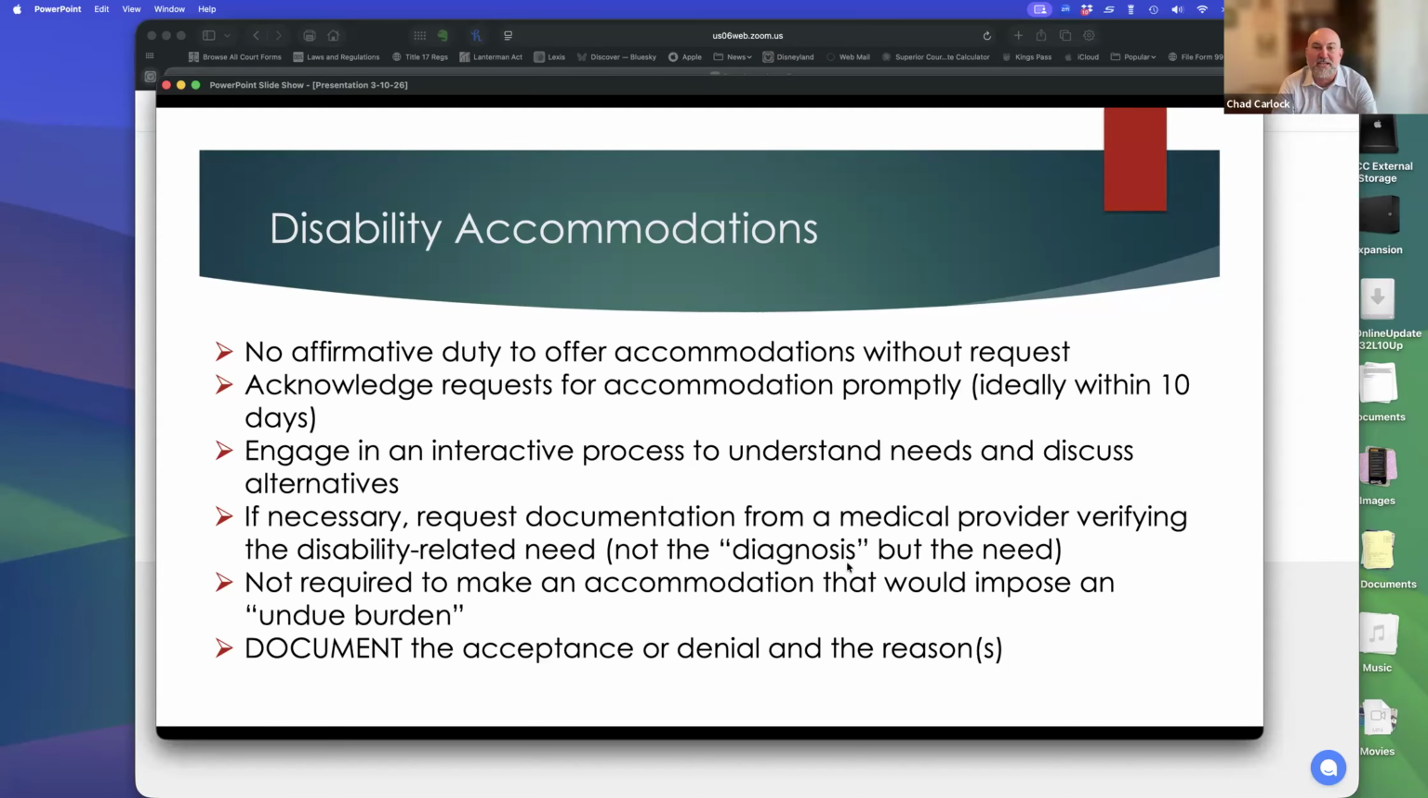Here's an accommodation that we can do without it being an undue burden. We're offering this. Do that in writing so that they can then either accept or refuse your offered accommodation. If there is a dispute, if there is a fair housing complaint or that sort of thing, then you'll have that documentation and you can justify your action either way.